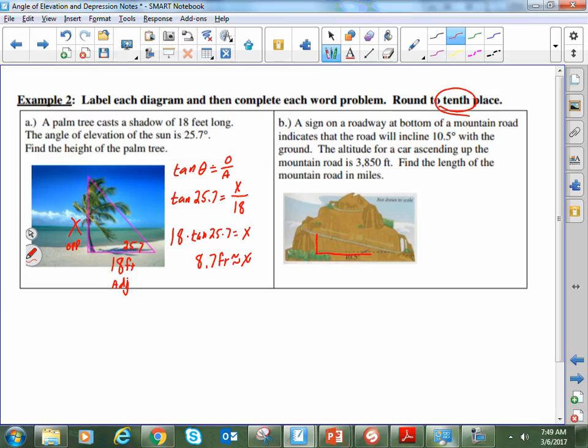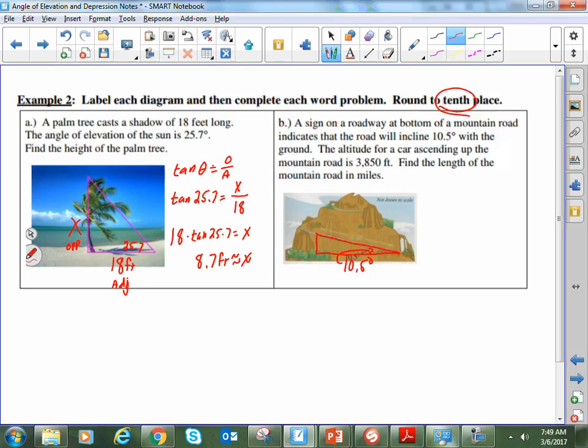The triangle, excuse me, that we're looking at is kind of right here where this is 10.5 degrees as that angle right there. Okay. So the sign on the roadway says the mountain road indicates the road will incline at 10.5 degrees with the ground, which is actually pretty steep when you're talking about trying to drive up a hill. The altitude for a car ascending up the mountain is 3,850 feet.